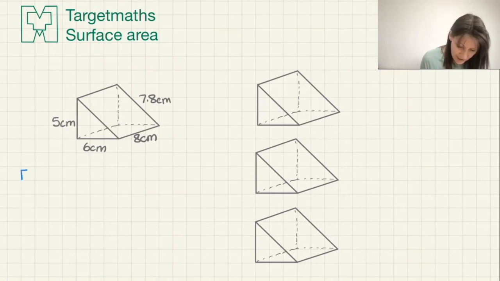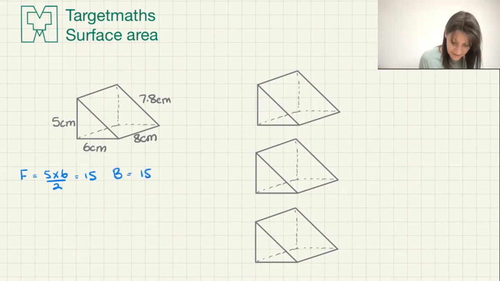So my front is the area of a triangle. So it's going to be 5 times 6 divided by 2, which is 15. And then the back is going to be 15 as well. Okay, so that's my front and my back.